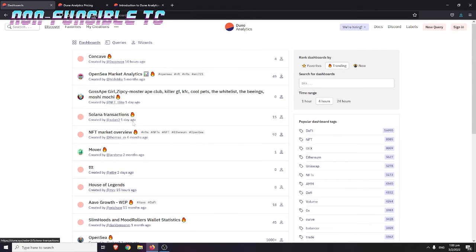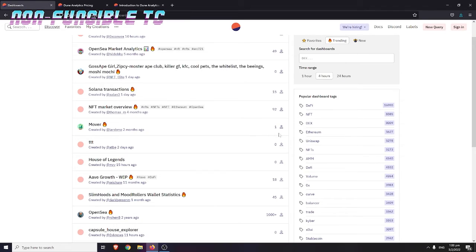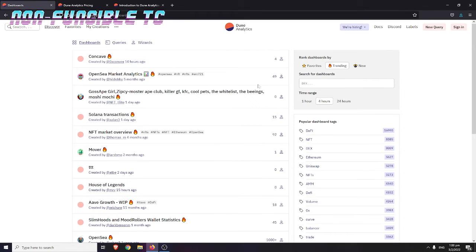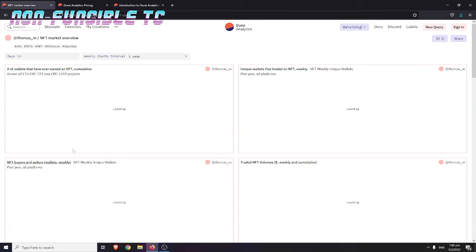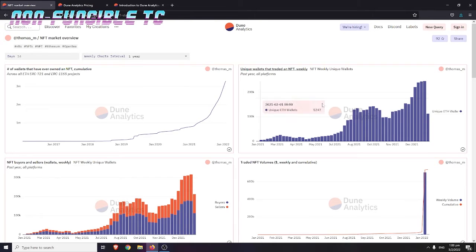So what I wanted to say is that being in NFTs and stuff like that, there's a lot of hype, but it is important for you, at times, to look at this. This is an NFT market overview by Thomas. So this is on the Ethereum blockchain only. But as you can see, number of wallets that ever own an NFT, cumulative. So you can see that NFT is a rising trend, right? It is not dead. There's more and more wallets owning NFTs.